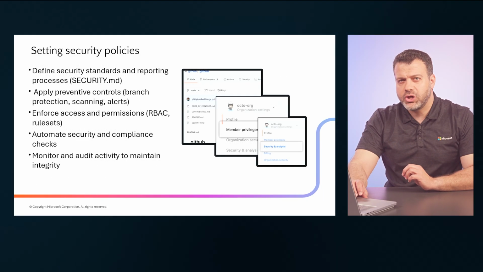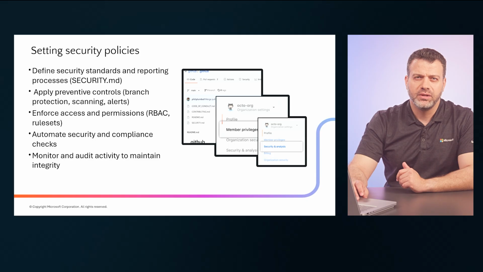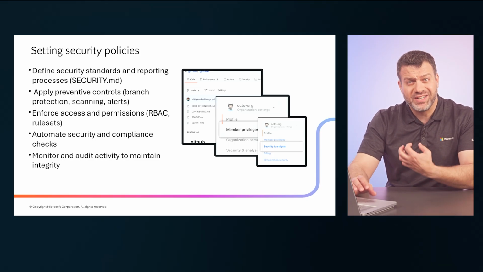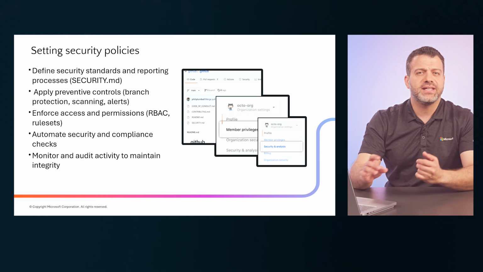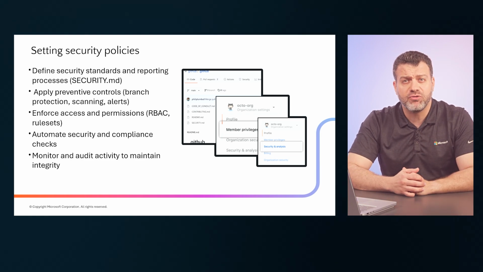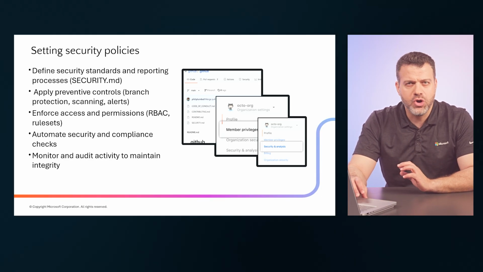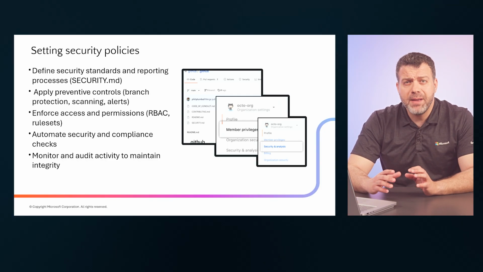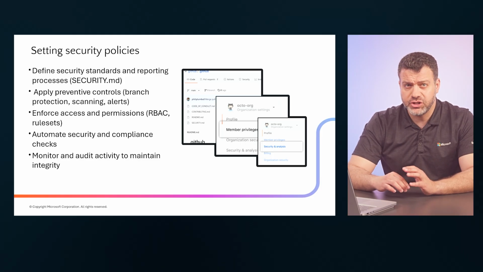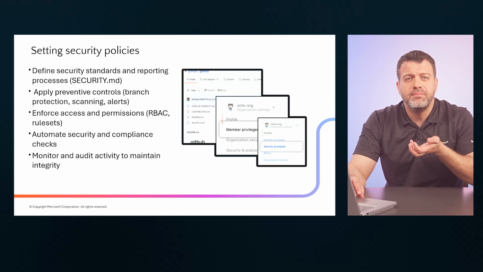Think about this. Security doesn't start when something goes wrong. It starts before a single line of code is written. So we're going to focus on setting up those guardrails that keep your repository secure by default. First, it starts with clear documentation. Files like security.md define exactly how vulnerabilities should be reported and handled. So when an issue comes up, nobody is guessing what to do. Next, we apply preventive controls, things like branch protection, dependency alerts, and secret scanning. These can catch issues before they even make it into production.